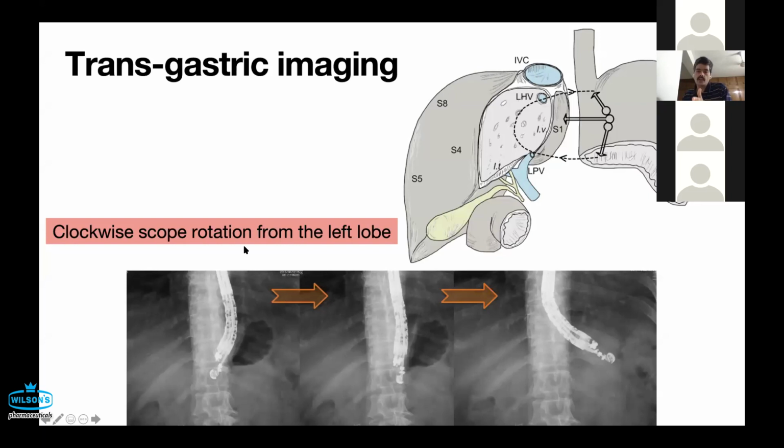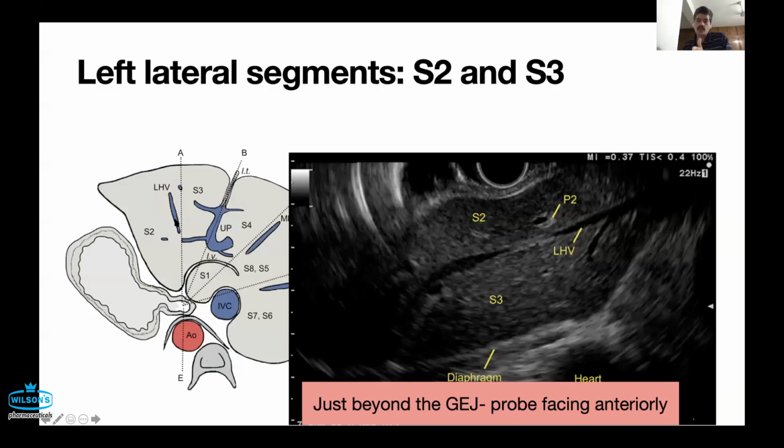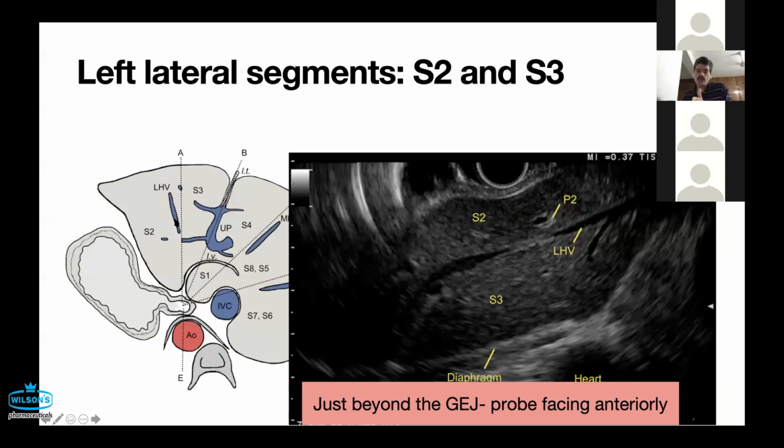So what is the demarcating line between segment 2 and segment 3? When we talk of a hepatogastric view, the first thing you see when you pass the linear EUS scope beyond the G junction with the knobs neutral, and you are just holding the scope, the part of the liver that you see is the left lobe of the liver.